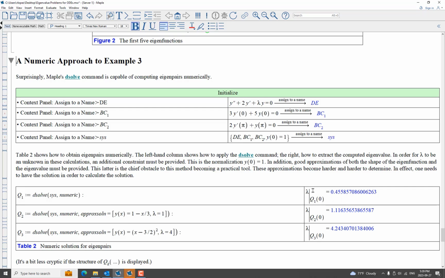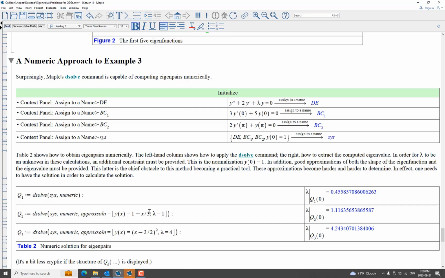This is the evaluation command. I'm evaluating lambda because Maple computes lambda as part of this numeric process. And I'm evaluating it at Q1 of 0. If you don't see what Q1 looks like, you don't know what that means, and I'll show you that momentarily. Second eigenpair. You've got to give Maple a hint as to what an approximate solution might look like.